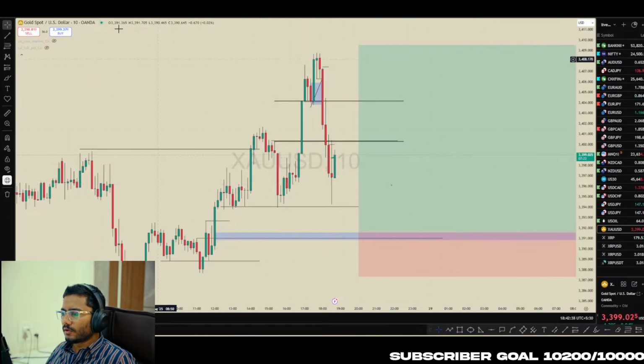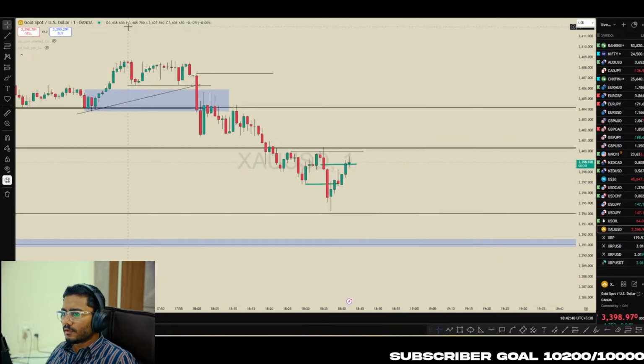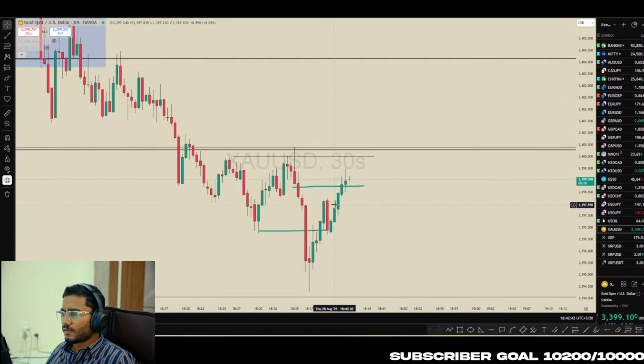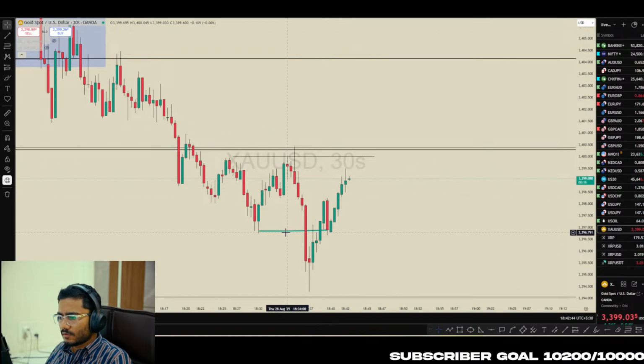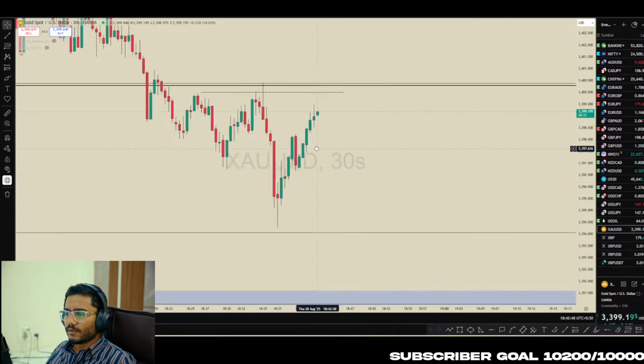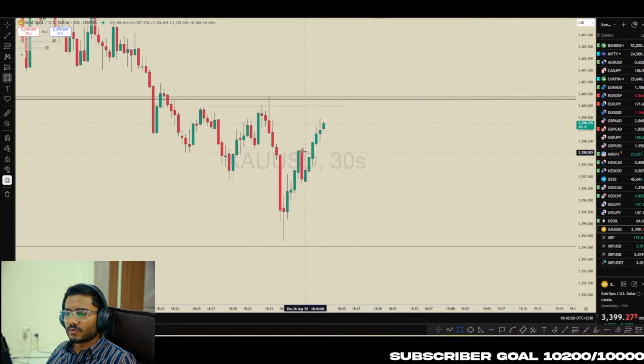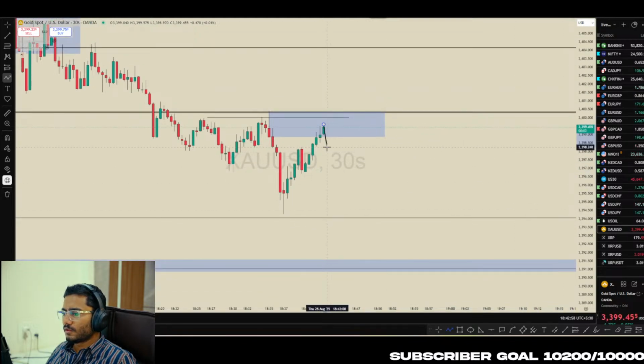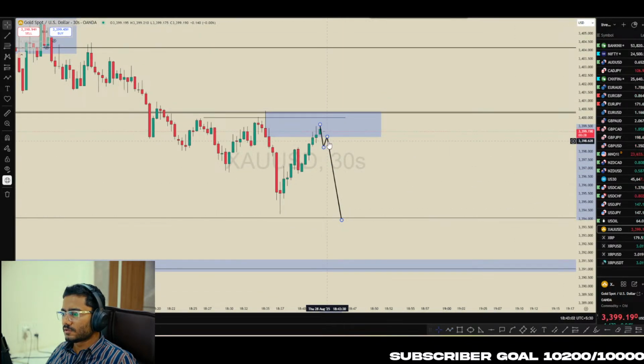So if we look at gold right now, we have this order block which took out the liquidity. So if price continues to the downside, if this breaks and continues to the downside, then we can look for a sell side entry, like very short, small risk.